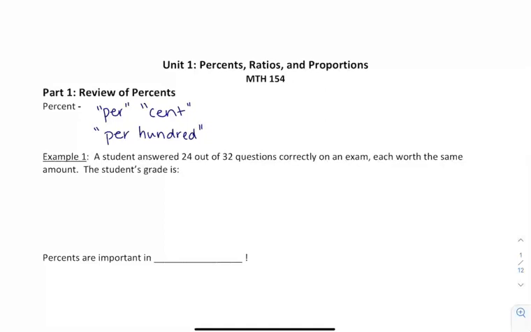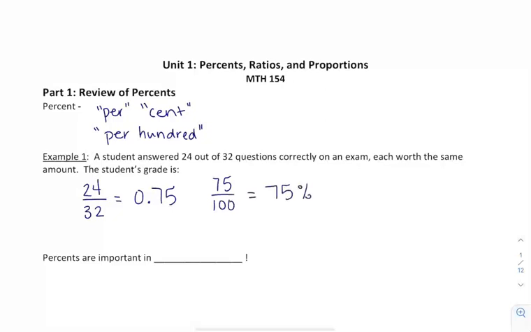So let's take, for example, a student answered 24 out of 32 questions correctly on an exam. As long as each question was worth the same amount, we could calculate the student's grade by taking 24 divided by 32, which as a decimal is 0.75. Now, if we wanted to turn this into a percent, then this would mean that we have 75 hundredths, or 75 out of 100, and that is 75%.